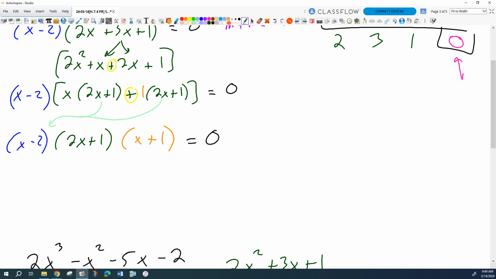That's just kind of last unit stuff. Give me 1 to 5 so far. How we doing? Okay. So now I've got it fully factored. What are my solutions? 2, -1/2, and -1. Right, so now we got all 3. Knowing one of them allowed us to get all 3.